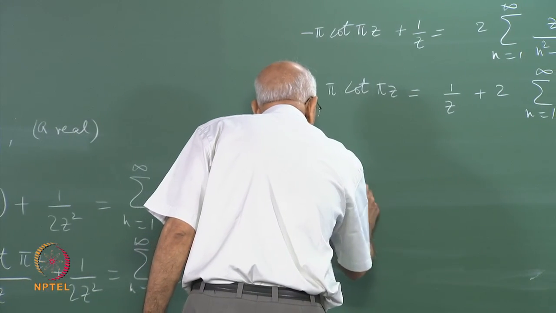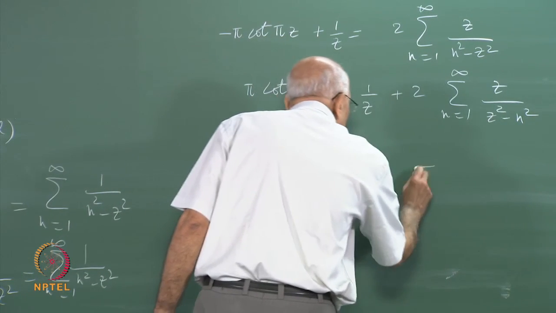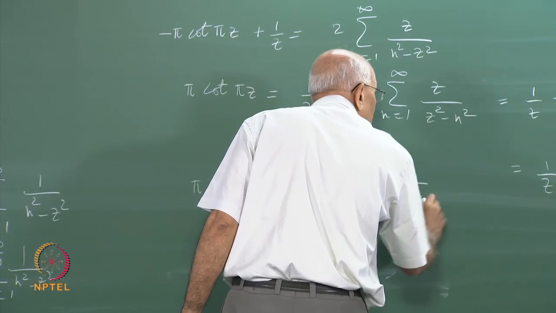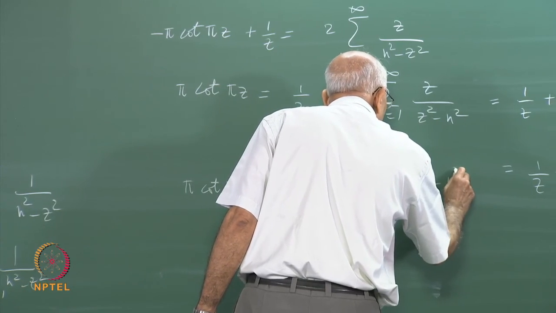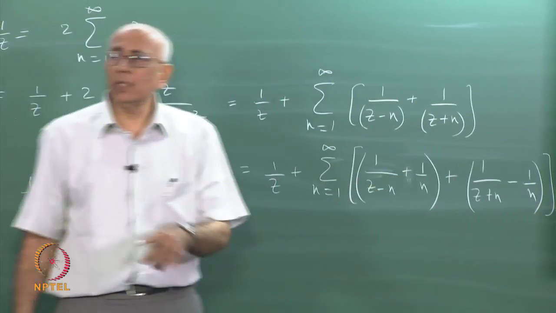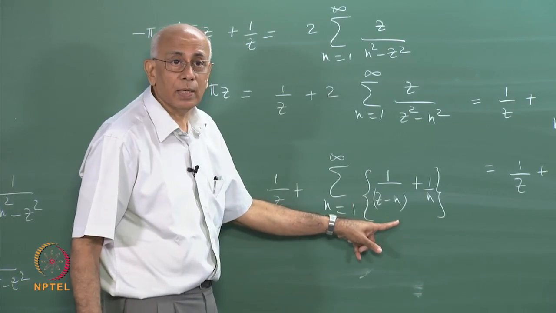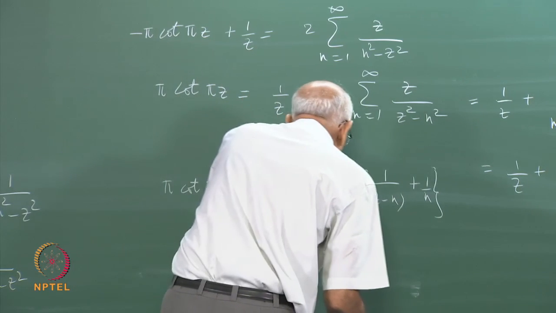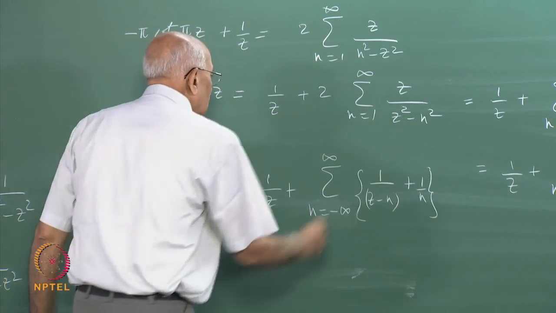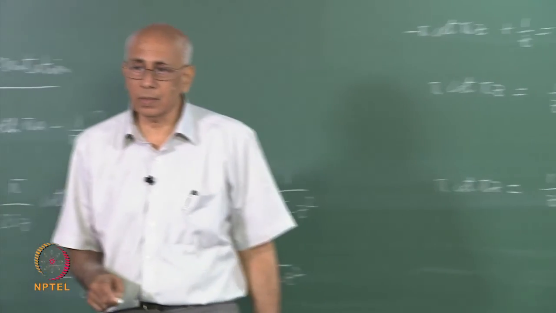We have pi cot pi z equal to 1 over z plus summation n equal to 1 to infinity 1 over z minus n plus 1 over n in this fashion, plus a sum 1 to infinity this guy, but I can change n to minus n in that sum, and it then becomes equal to this on this side. Therefore, this summation is n equal to minus infinity to infinity, with a prime here to show that n equal to 0 is out here. It is not included in this sum.